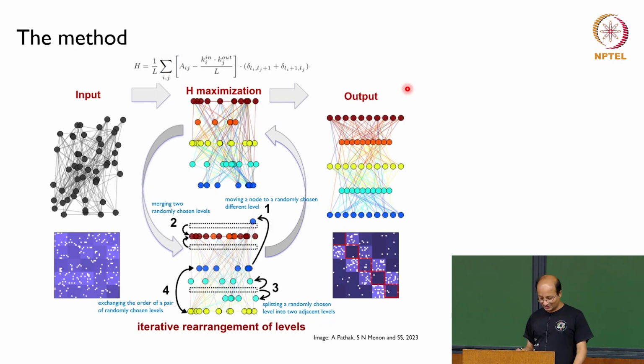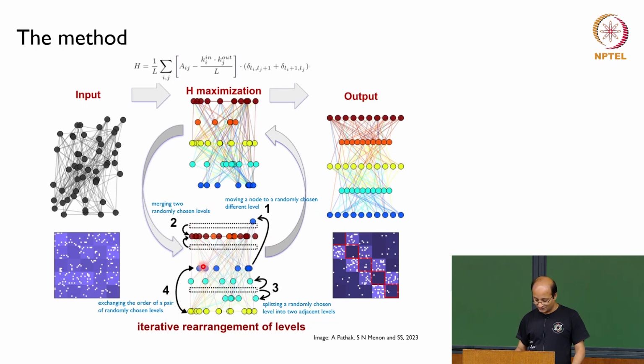So what you do is you start with a guess, then you calculate the hierarchy index, and then you try to maximize it by doing a number of possible steps. So you can either, for example, merge two randomly chosen levels, or you can move a node to a randomly chosen different level, or you can split a randomly chosen level into two successive levels, or you can exchange the order of a pair of randomly chosen levels.